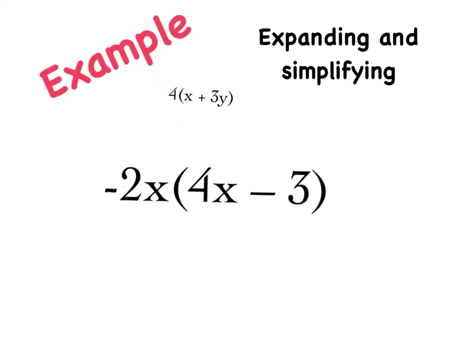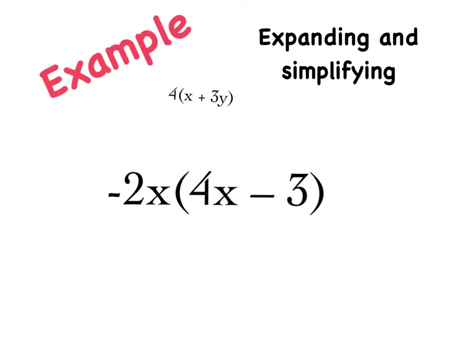So now I've got negative 2 multiplied by 2x, multiplied by 4x, negative 2x multiplied by negative 3. Pay very particular attention to this example. Negative 2x multiplied by 4x. First, let's deal with the numbers. Negative 2 multiplied by 4. My signs are different. My answer is negative 8. X multiplied by x becomes x squared.